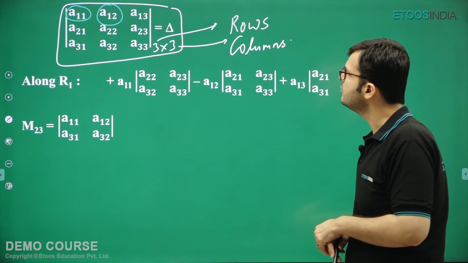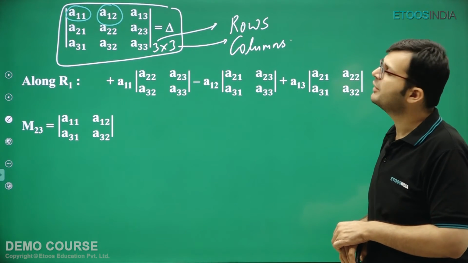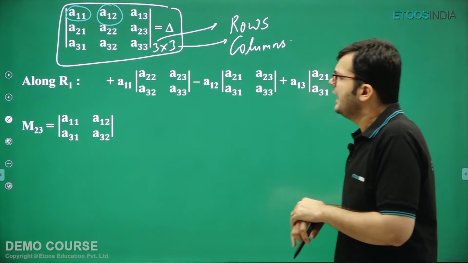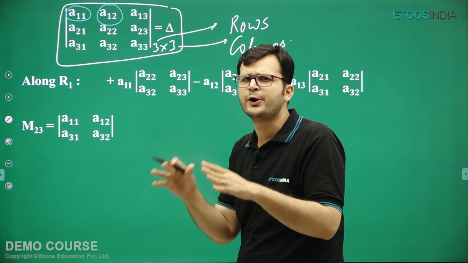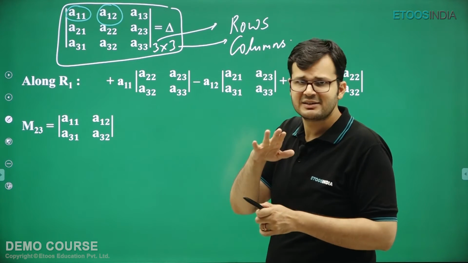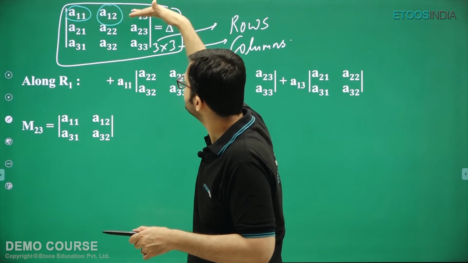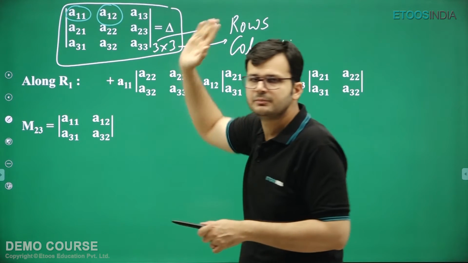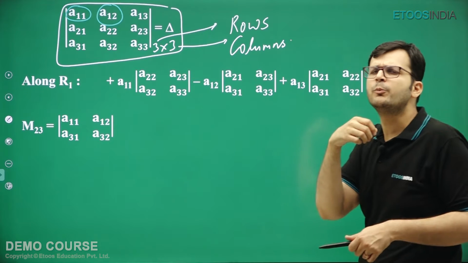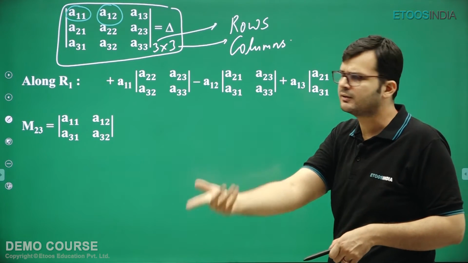So if I ask you how to open a 3 by 3 determinant, this is the way. Actually, you can open this determinant in 6 different ways, and all the 6 ways are going to give you the same answer. When I say 6 different ways, it means either along the first row, second row, third row, first column, second column, or third column. I'm going to teach you how to open it along the first row and, let us say, along the third column.